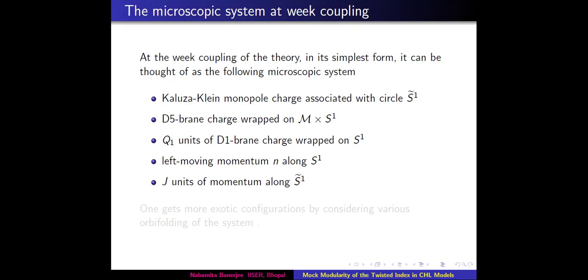And then a D5 brane, where the D5 brane is wrapped on this 5-dimensional space, M cross S1, where M can again be either K3 or T2. Then one has certain units of D1 brane charge, where the brane is wrapped on S1, some momentum along S1, and some independent units of momentum along S1 tilde. Okay. So, of course, one can get more exotic configurations by considering various orbifolds of the system.